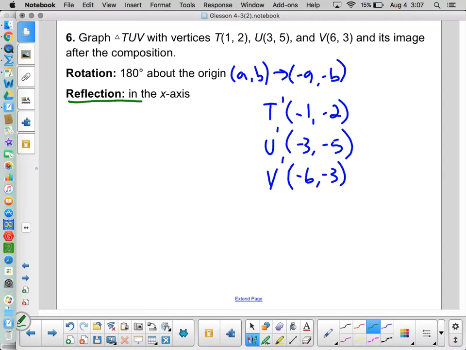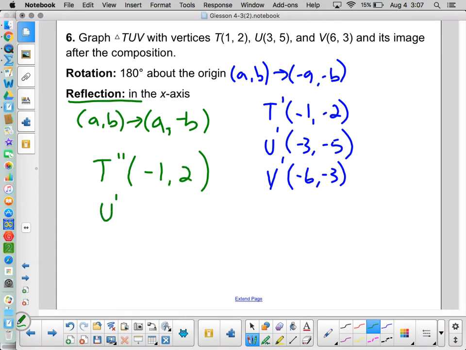Now we're going to do the reflection in the x-axis. Reflection in the x-axis, you recall AB, x-axis changes the y-coordinate, A negative B. Or if you prefer, you could plot a point and check it in the coordinate plane. So T double primed is going to be at negative 1, positive 2. U double primed is going to be at negative 3, positive 5. And V double primed is going to be at negative 6, positive 3.